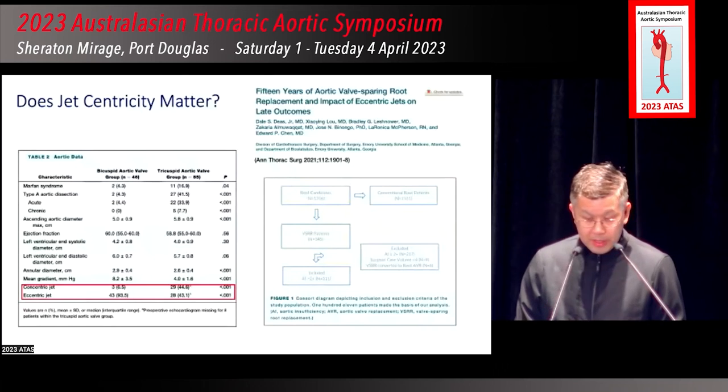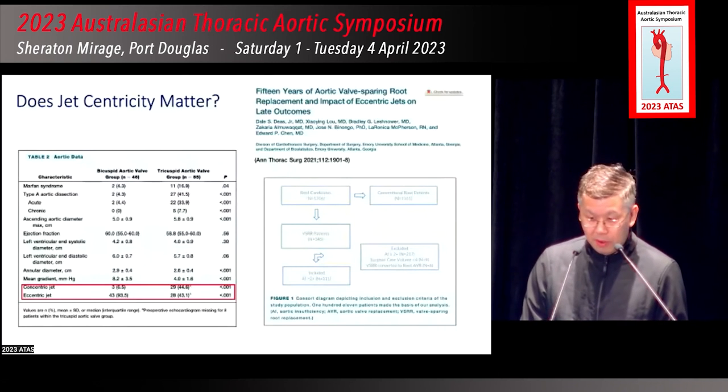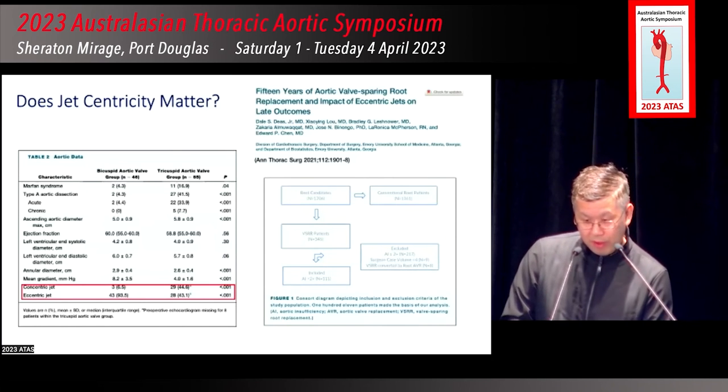And the other thing that we looked at recently was, does jet centricity matter? We took all our patients that over a long period of time had a valve sparing with over 2+ AI and divided them into a bicuspid group, trileaflet group, eccentric and central AI. And we've shown that typically in a bicuspid valve, most patients have an eccentric jet, whereas in trileaflet it was sort of half and half.